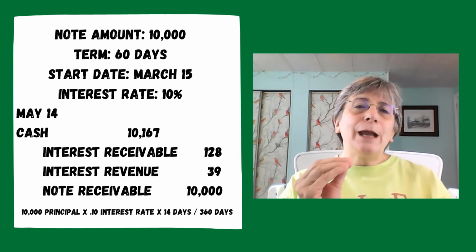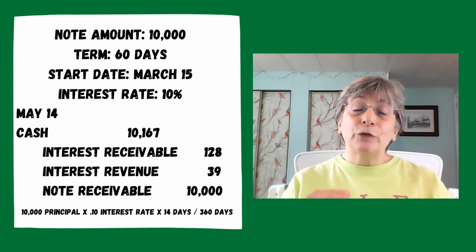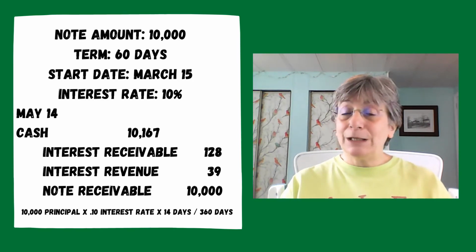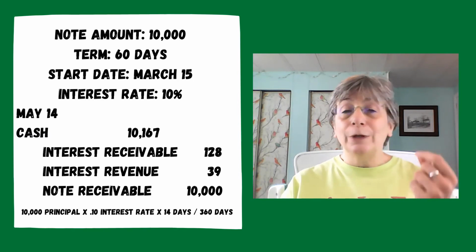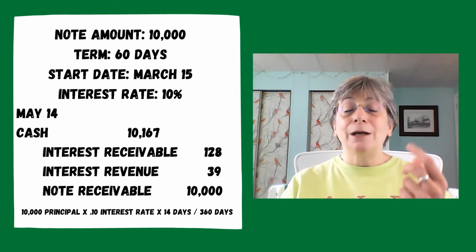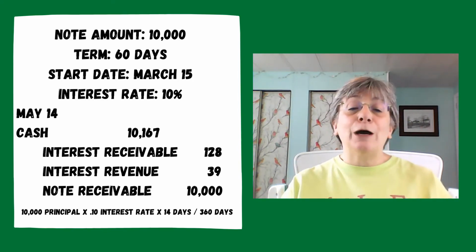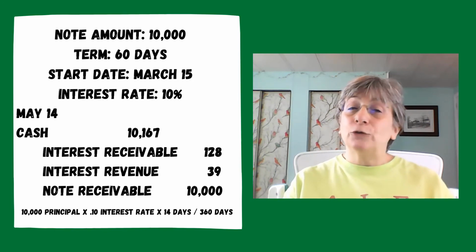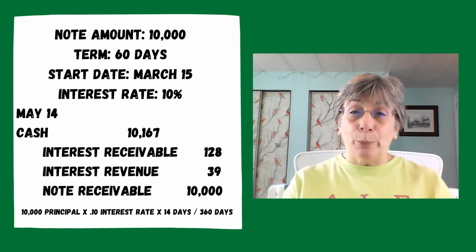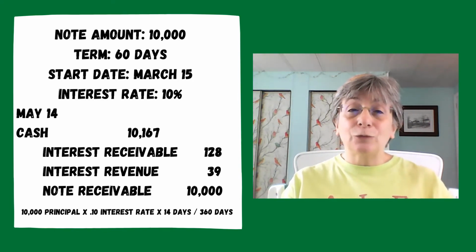Now the revenue that we have not yet booked is $39, which we get by taking our $10,000 principal times our 10% interest rate times the 14 days in May divided by 360 or 365. That gives us $39 in interest that we have not yet put in our books. So it's not in our interest receivable account.